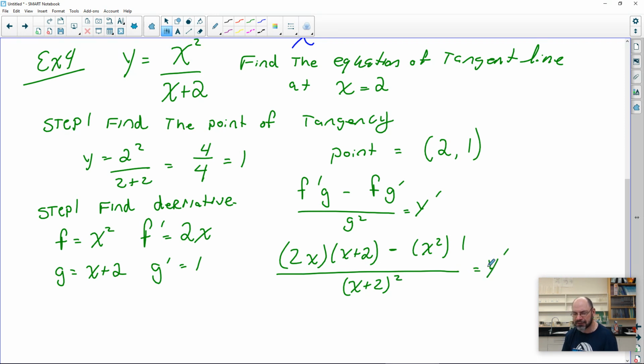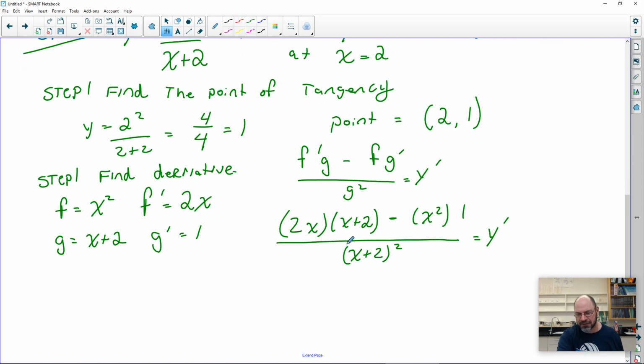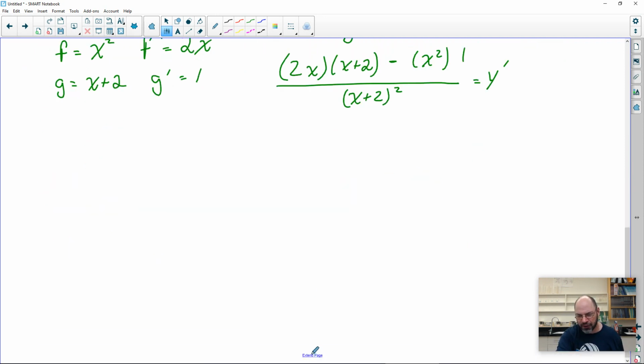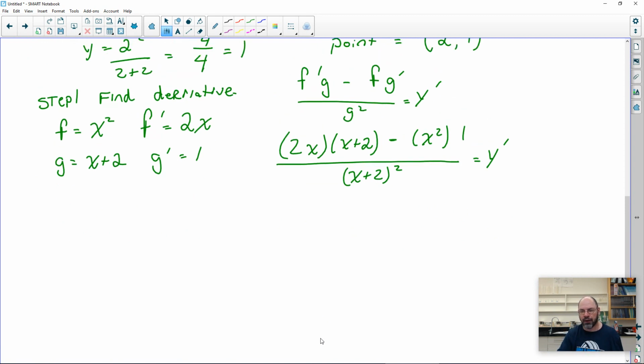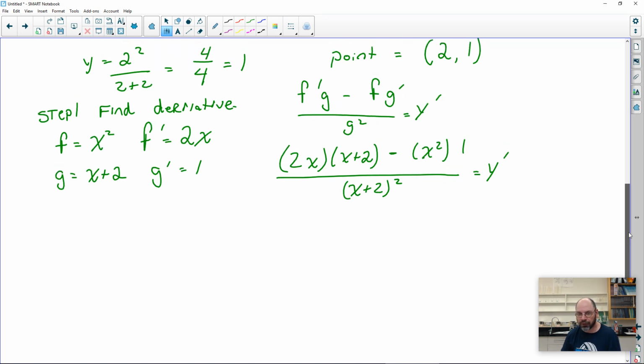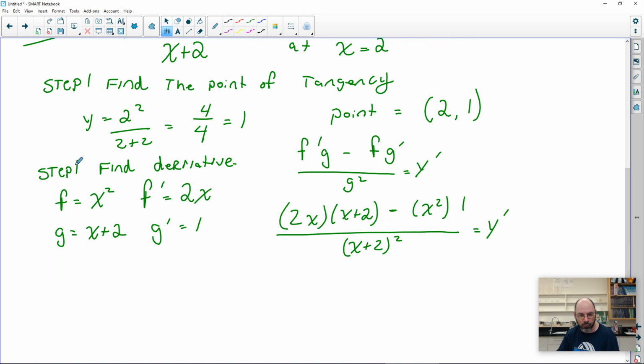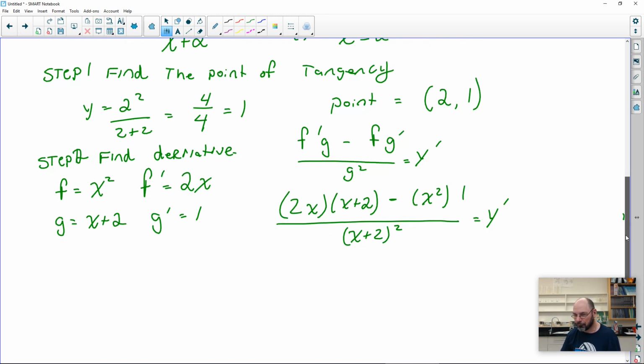You can go ahead and simplify at this point. But we do have the derivative, even in its expanded form, as long as you've done it correctly. So that was step 1, step 2. There we go. All right.